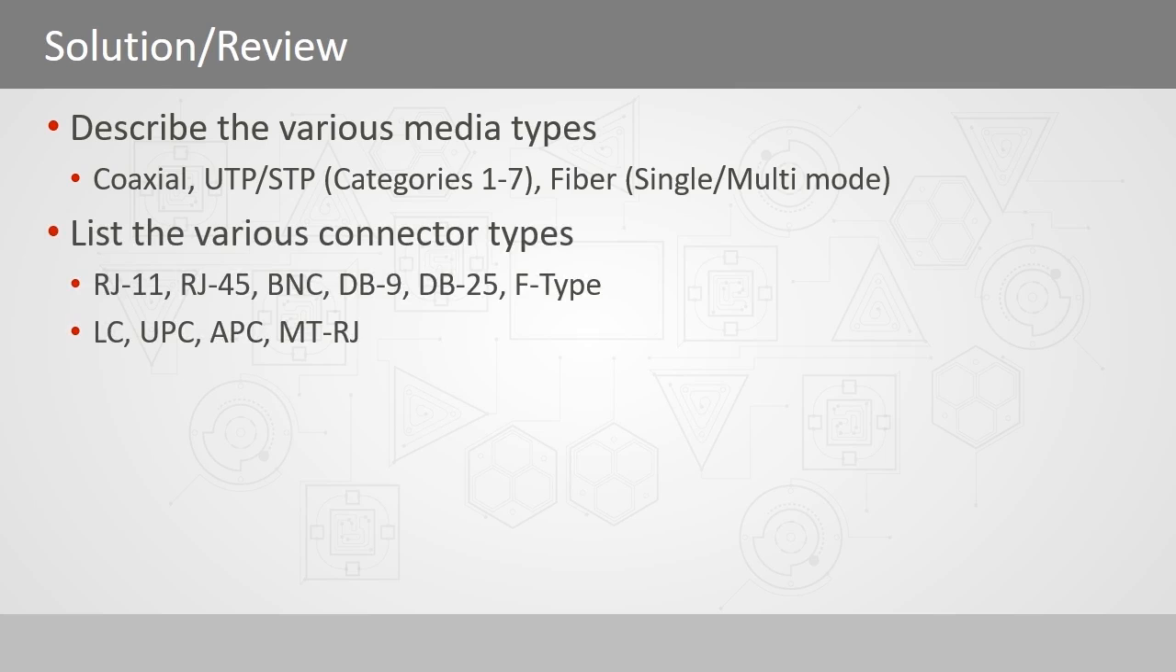Then we asked about the connector types, and for copper, we saw the RJ11 for phone connections, RJ45 for standard Ethernet network cables, the BNC for coaxial, then DB9 and DB25 for serial and parallel port connections, and the F-type, which was also for coaxial cable, but typically a threaded connector where a BNC was a twist lock. And the F-type coaxial was generally for cable TV or cable modems, where the BNC was for the older thicknet and or thinnet types.